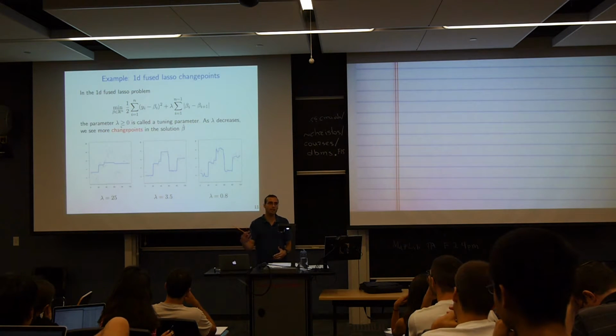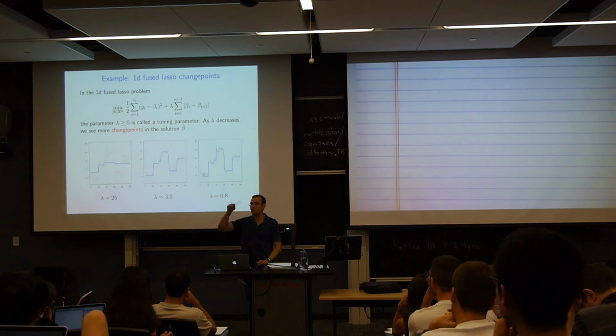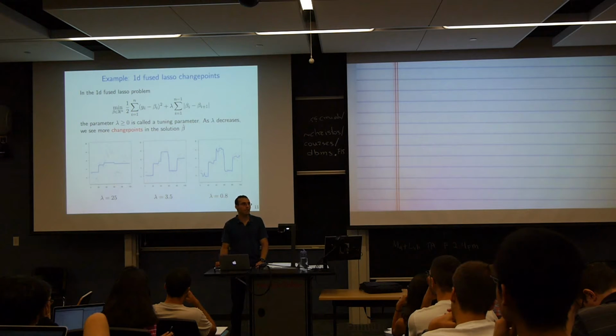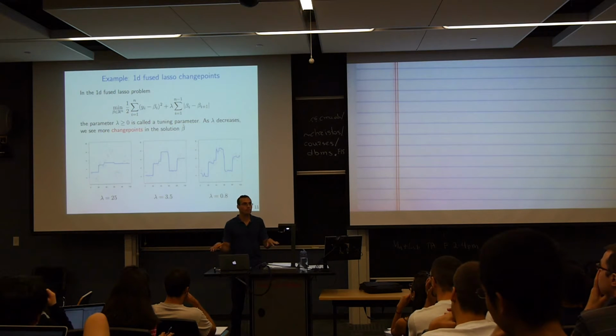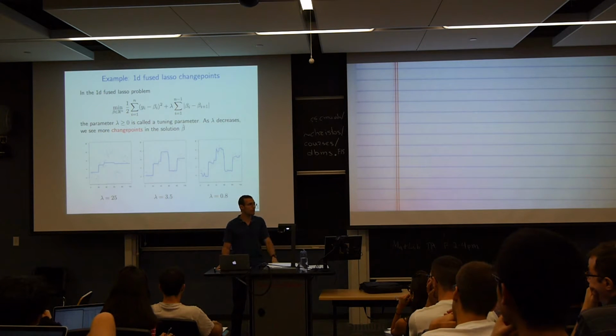The bigger we make lambda, the more fusion we're going to see, the more flat pieces, the fewer breakpoints. When lambda is 0, we're going to see n minus 1 breakpoints, right? Because we're going to estimate beta i to be equal to yi for every i, so it's going to be different for every point. When lambda is infinity, what's the solution going to be to this problem? Just the mean, right? So we're going to have 0 breakpoints. And as we change lambda, we're going to see more or fewer breakpoints.